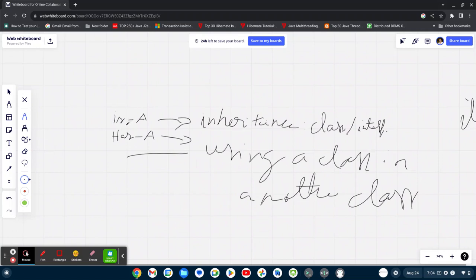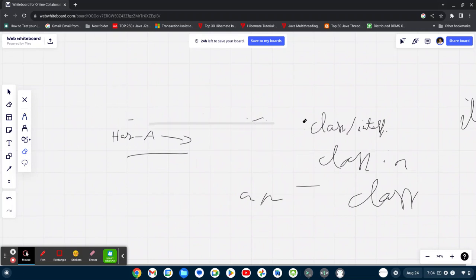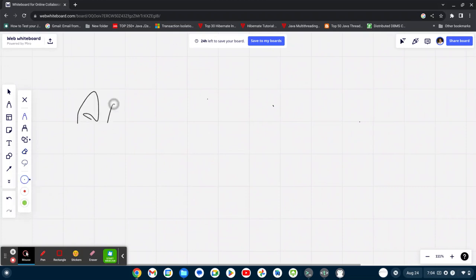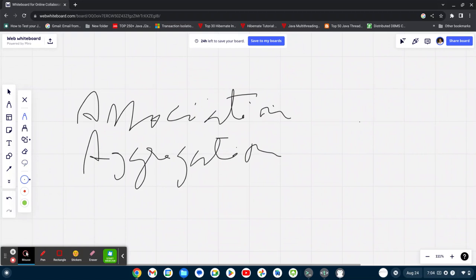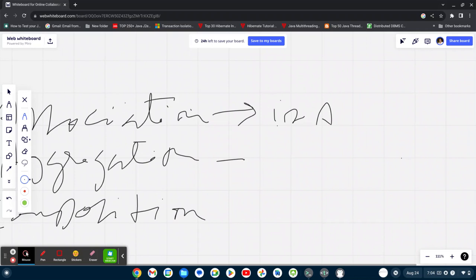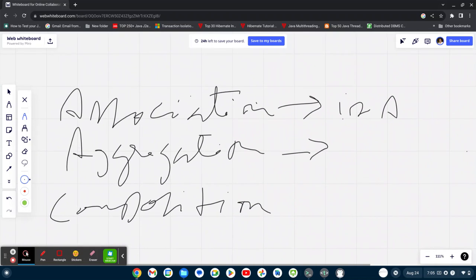Now these is a and has a relationships can be broadly categorized into three types, like what we discussed earlier: association, aggregation, and composition. Association, as discussed, is the is a relationship. Aggregation is a special type of association relationship between two classes, but this is achieved by following has a. Similarly, composition is a further special type of aggregation which also follows has a.